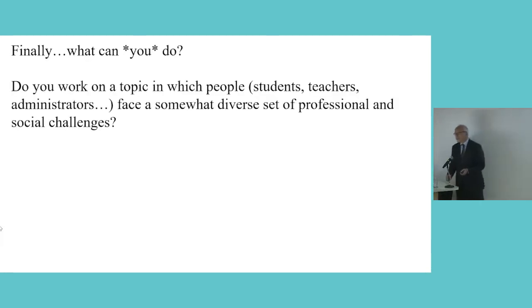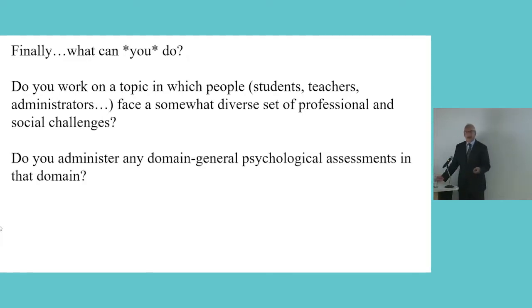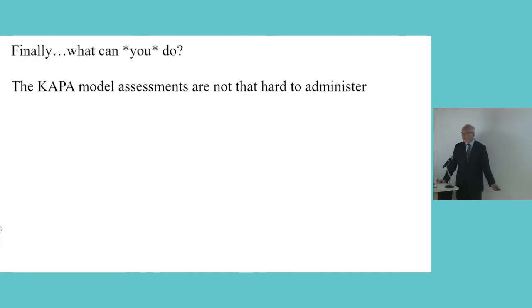In other words, if you're working on a topic, whatever it is, in which people face diverse challenges, and you're administering a general purpose scale, grit, goal orientation, we know that you've just thrown out two-thirds or three-quarters of the available variance that you could pick up by simply running individual assessments. You don't even have to say Kappa model if you don't want. And it's not that hard.